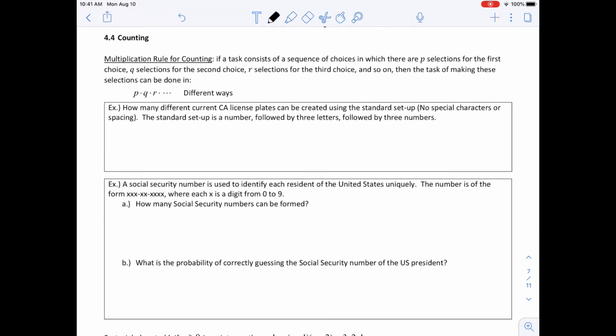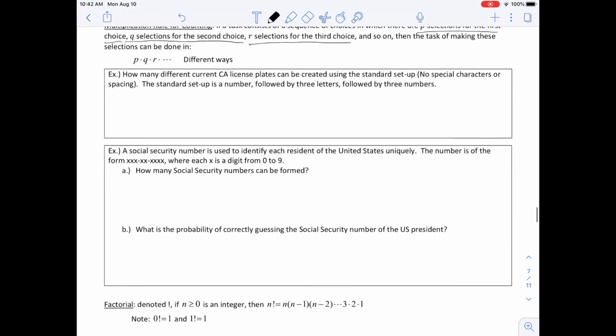The next section is 4.4, which is called counting. The first rule is the multiplication rule for counting. If a task consists of a sequence of choices in which there are P selections for the first choice, Q selections for the second choice, and R selections for the third choice, and so on, so we can have more than just 3 choices here, then the task of making these selections can be done by multiplying P times Q times R different ways. You can see this value is going to be very large depending on how large those choices are.